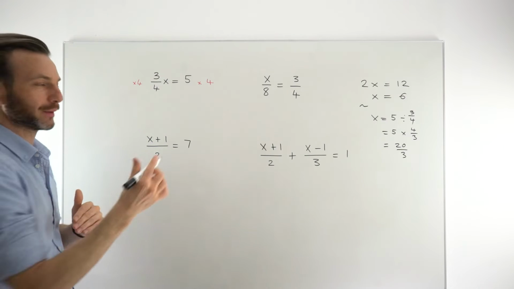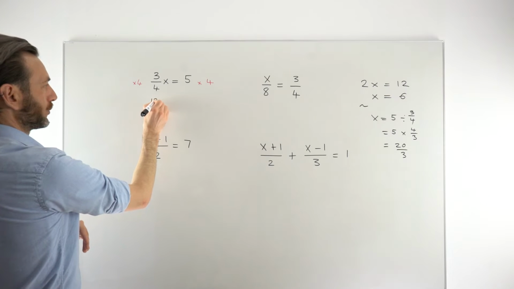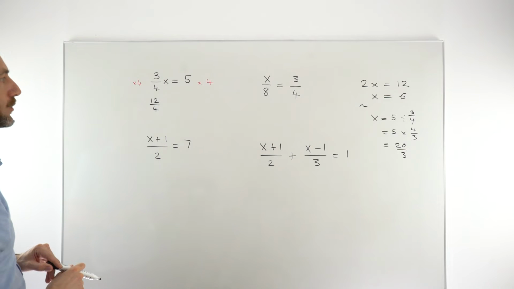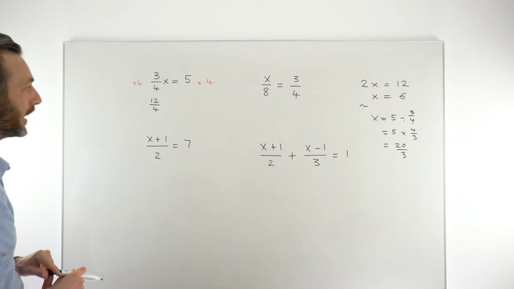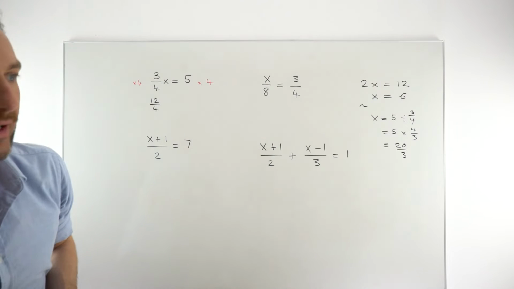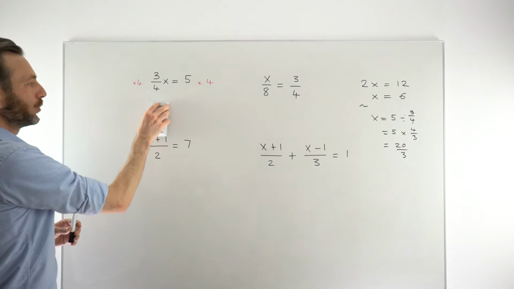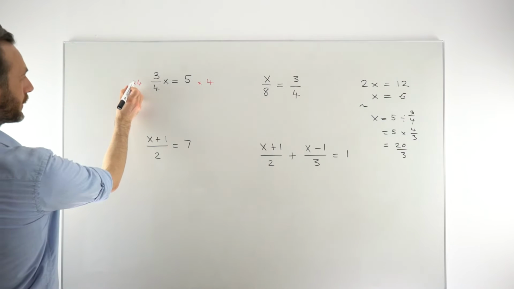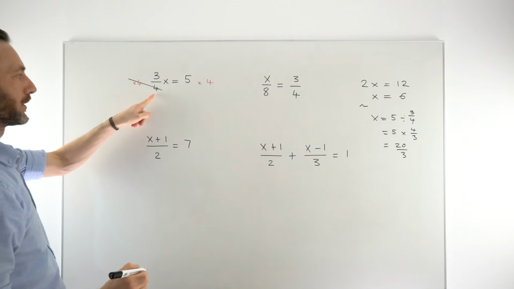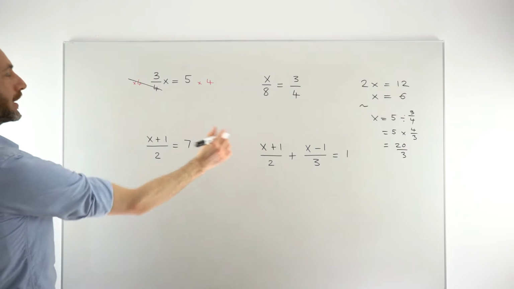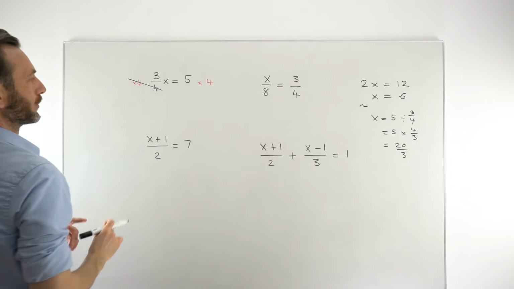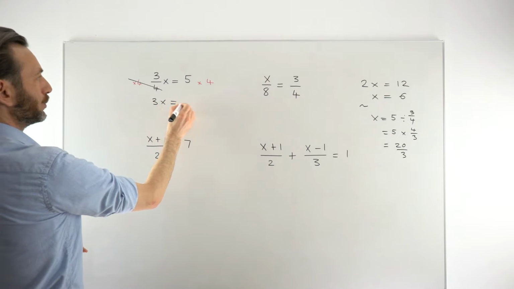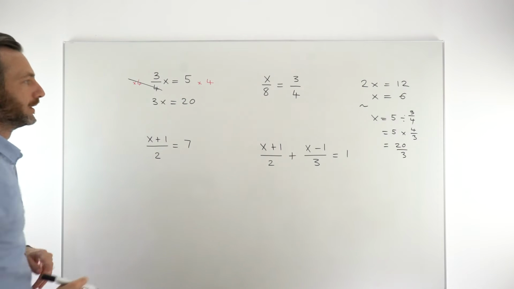It's very tempting, like I was going to say, to rewrite this as 12 over 4, and that's okay. You can do that, but you don't need really to write in that line of working, because the whole point of timesing by 4 is to get rid of the 4. So effectively these guys just cancel. We've got rid of that 4 on the denominator, as long as we remember to multiply the other side by 4 as well. So we're going to end up with just 3x equals 20, 5 times 4.